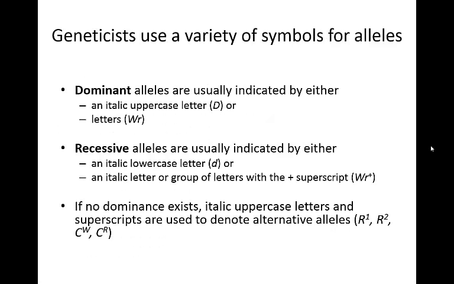Geneticists are going to use a variety of symbols for alleles. Typically, when we talk about dominant alleles, as we've done previously, they're indicated as an italic uppercase letter, sometimes as a group of letters like WR. Recessive alleles are usually indicated by either a lowercase italic letter such as a d, or an italic letter or group of letters with a plus superscript, so WR plus.